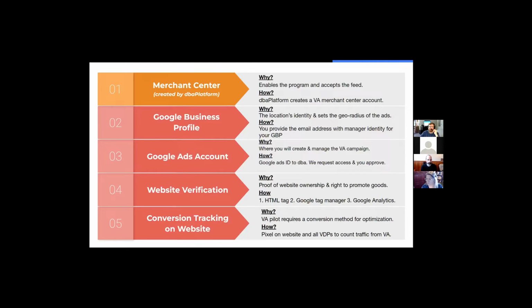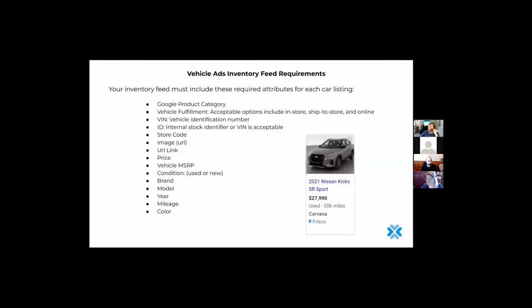Conversion tracking: the VA pilot right now requires a conversion method for optimization, and that's just some more stuff that you're going to be putting on the website, such as a pixel on the website and all VDPs to count traffic. We can go on to the next one.